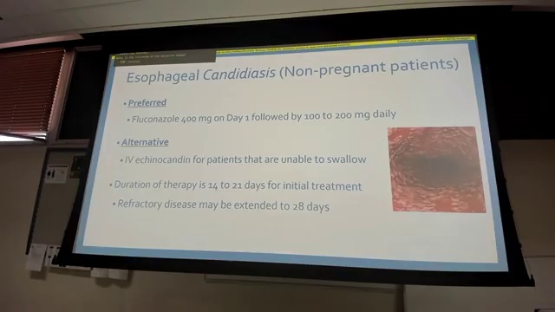So for esophageal candidiasis, the preferred antifungal, again, fluconazole. You're going to hear me repeat fluconazole a lot. So we're going to have 400 milligrams on day 1, followed by 100 to 200 milligrams daily. For any reason the patient can't tolerate any oral medications, then we're going to reach for an IV echinocandin. And then again, 14 to 21 days for initial treatment. And then if we have treatment failure, we're going to go longer, up to 28 days.